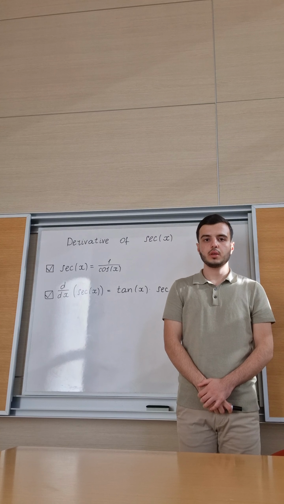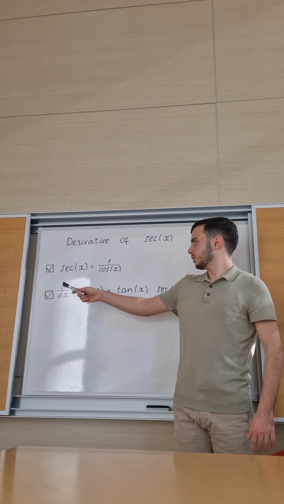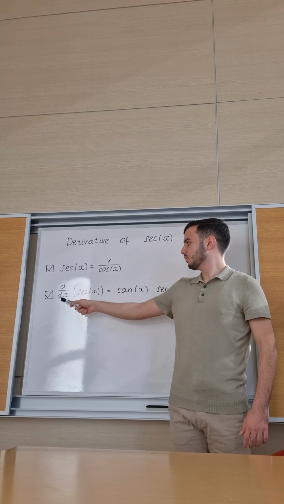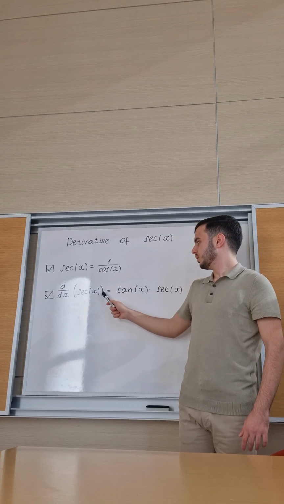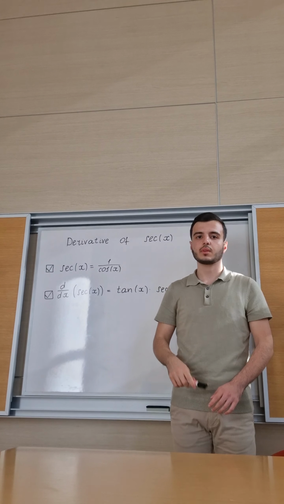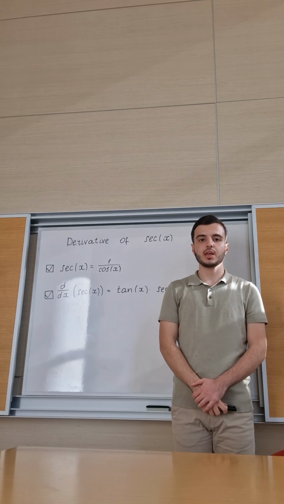To wrap it up, today we learned that secant of x is 1 over cosine x, and the derivative of secant of x is tangent x multiplied by secant of x. We verified it with an example and talked about how it is used in real life. I hope you enjoyed this quick deep dive into calculus.